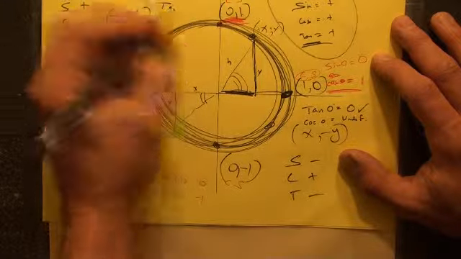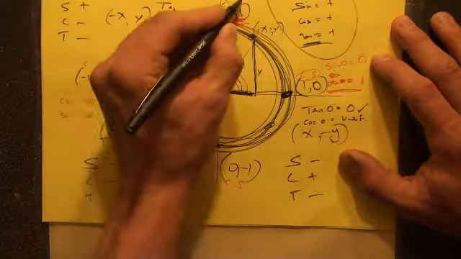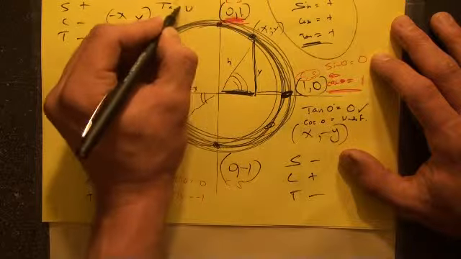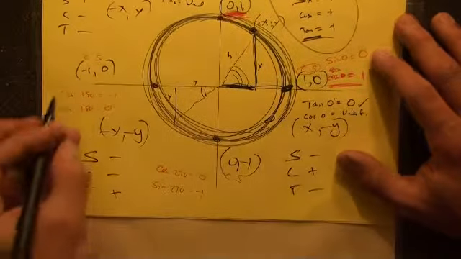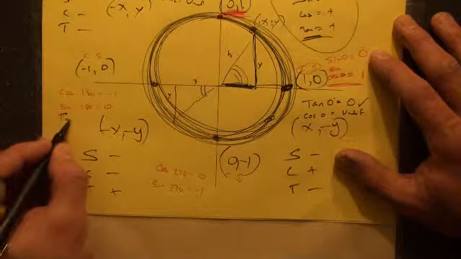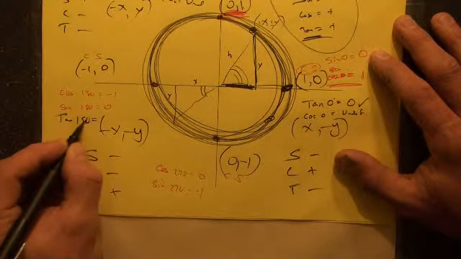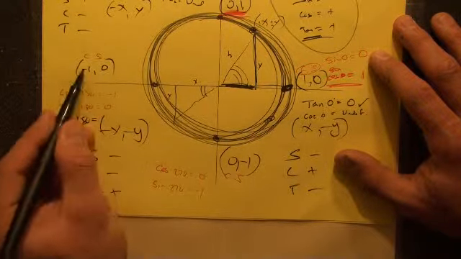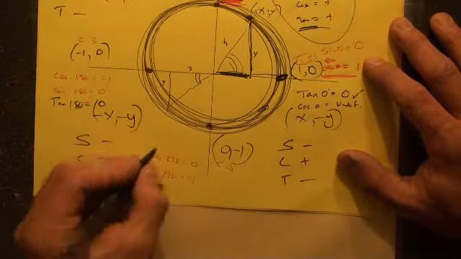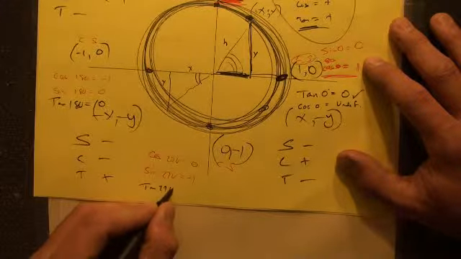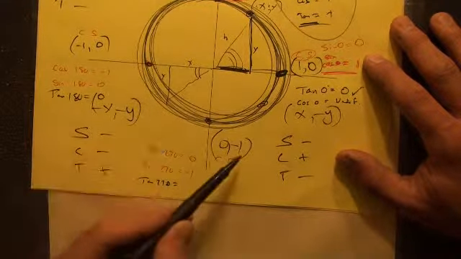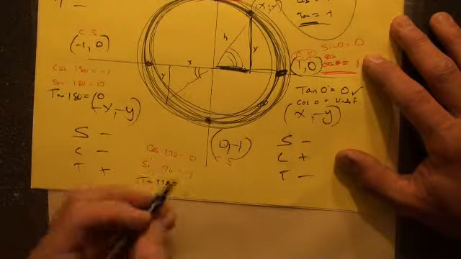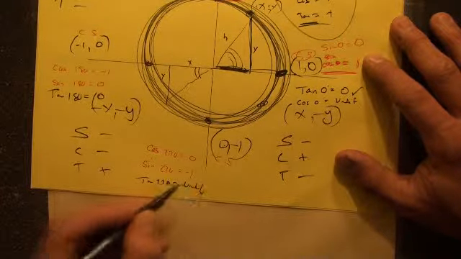Okay? All right, let's take a look at tangent. Tangent of 90 is sine over cosine, 1 over 0, undefined. All right? And then over here, tangent of 180, which would be 0 over negative 1, which is 0. And then down here, tangent of 270, which would be sine over cosine, negative 1 over 0, which is undefined.